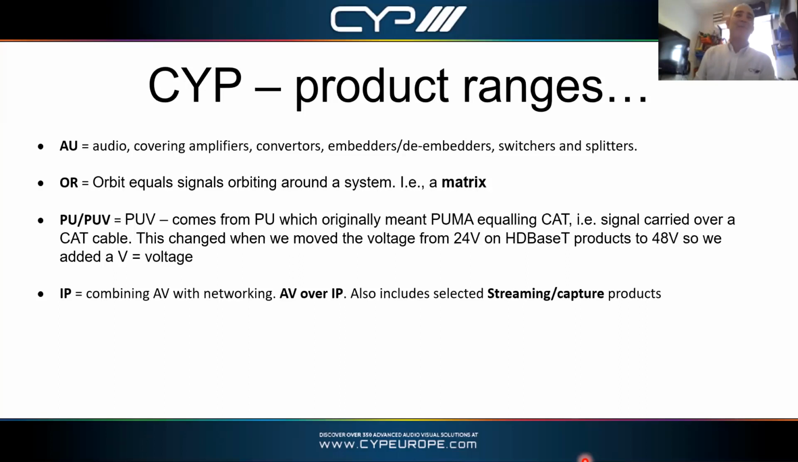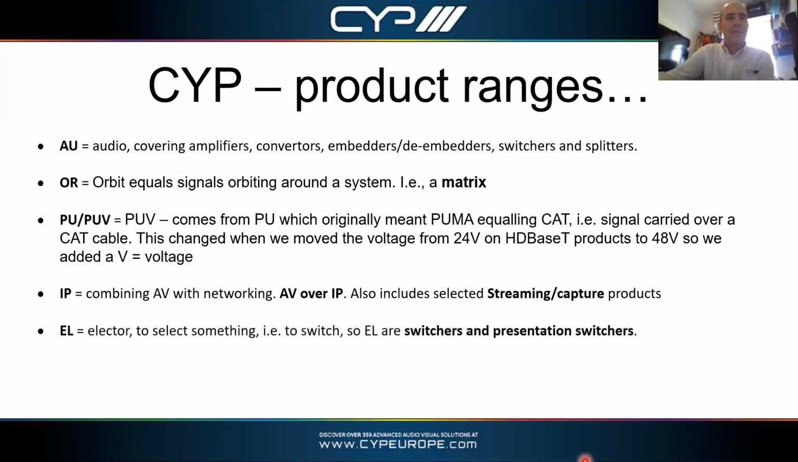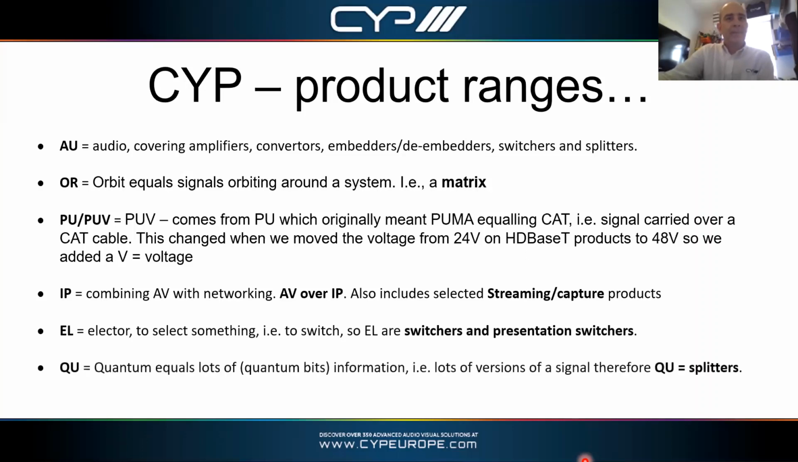IP products, so if they've got IP in our model number, they're either AV over IP products or streaming and capture products, which we will look at today. EL, which is Elector, so that's mostly our switches and presentation switches. Quantum or QU, which is then things like splitters, where you've got quantum bits.